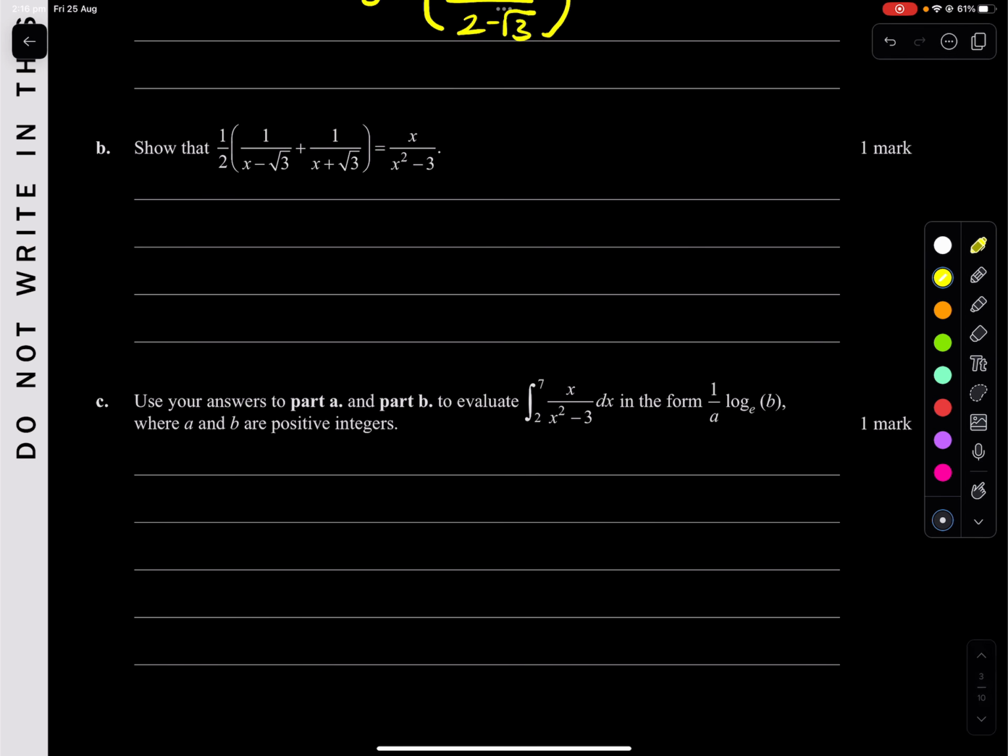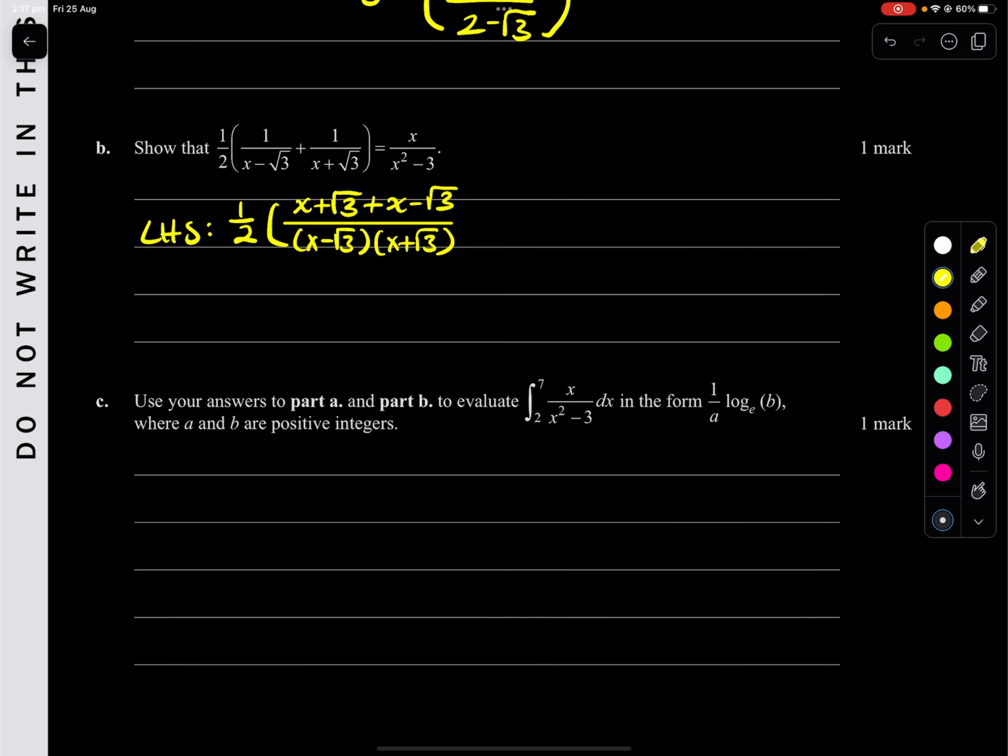Show that half of this equals that. So, easy. So let's say left-hand side. So keep the half outside. And if we cross-multiply these and multiply these together, we should get this over here. So let's do that. So it'll be x plus root 3 plus x minus root 3 all over x minus root 3 times x plus root 3.